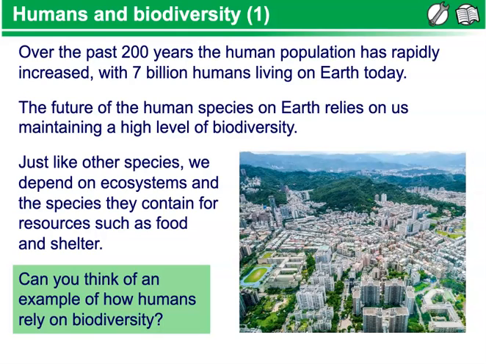Just like other species, we depend on ecosystems and the species they contain for resources such as food and shelter. So can you think of any examples of how humans rely on biodiversity?